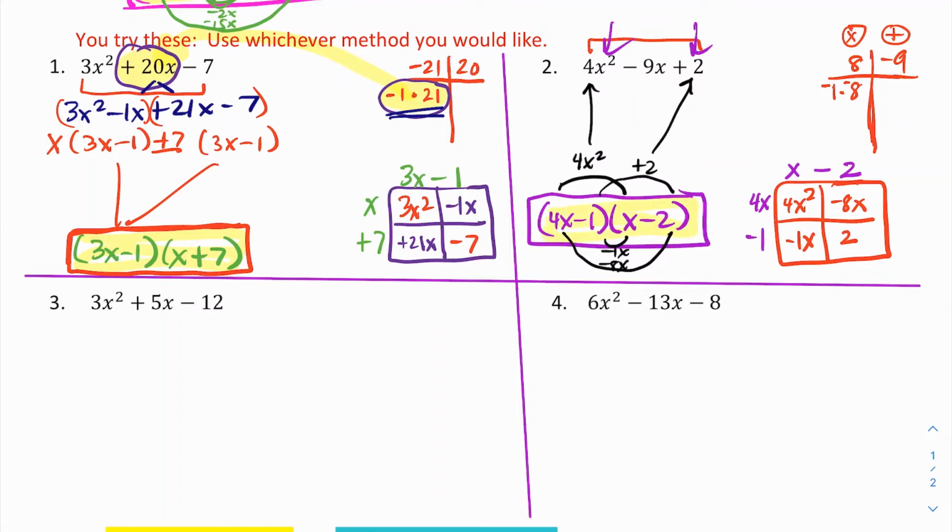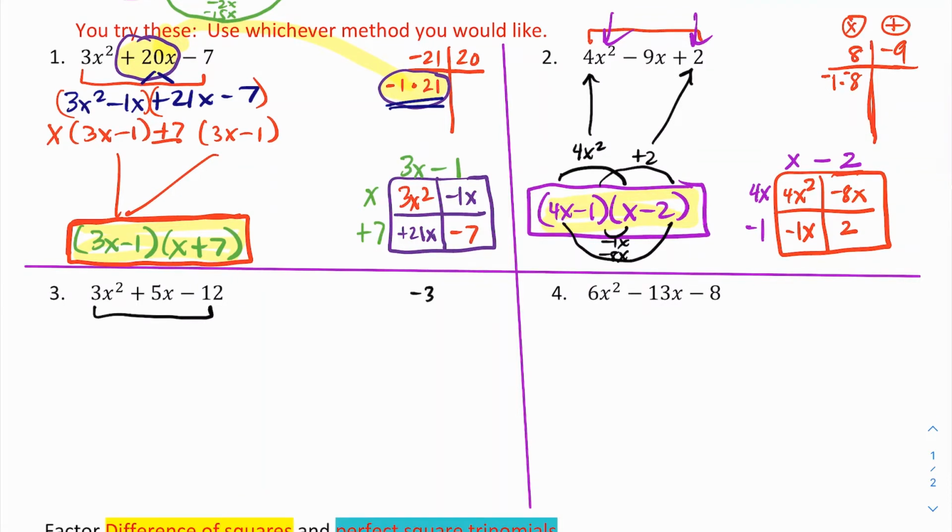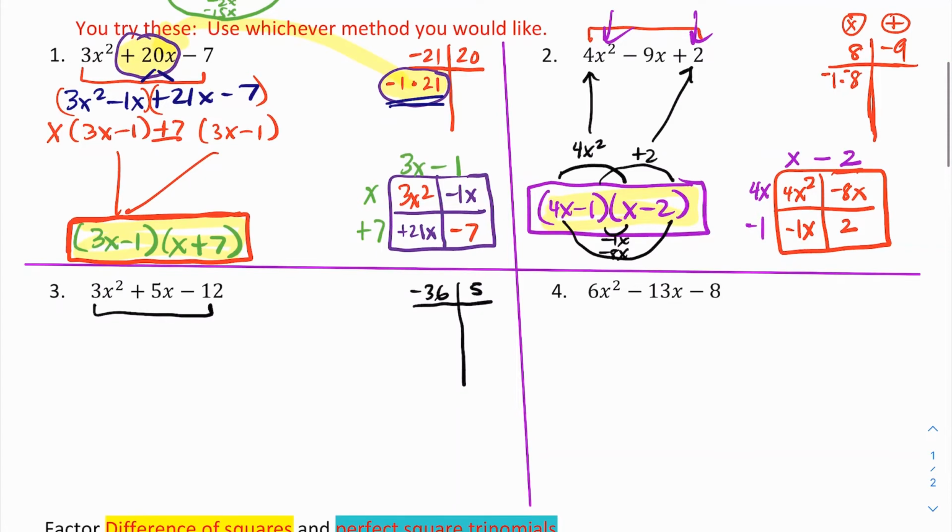For the next one, I'm not going to do it by grouping right now. If you would like me to do that, like in class, I would definitely do that for you. This one, you might not know right away, so you're going to have to make a list. I don't put the signs in when I make my list. I just look for something close to 5. That's not going to work. 2 times 18, that's not going to work. 3 times 12, 4 times 9. Now 4 times 9, if I added those, it's 13. If I subtract them, I get 5, but I need to make the 4 negative.